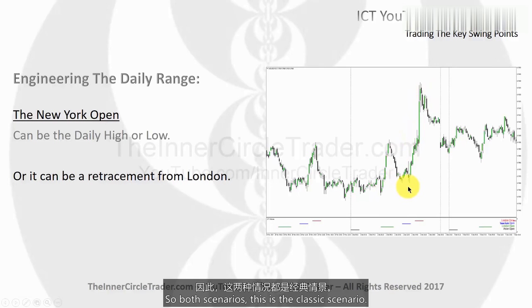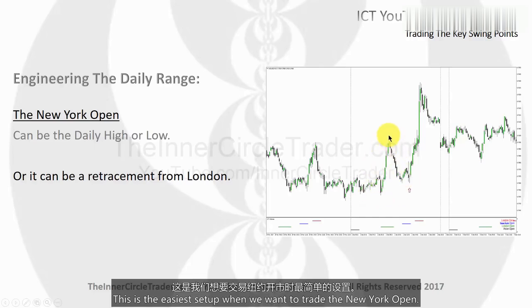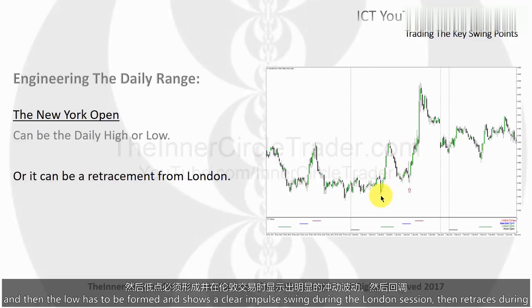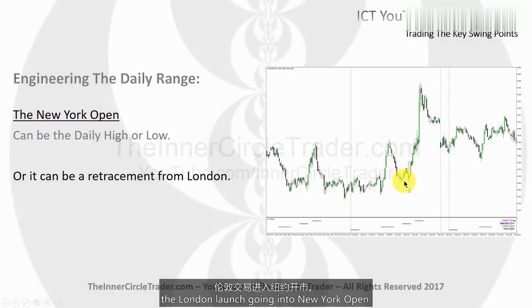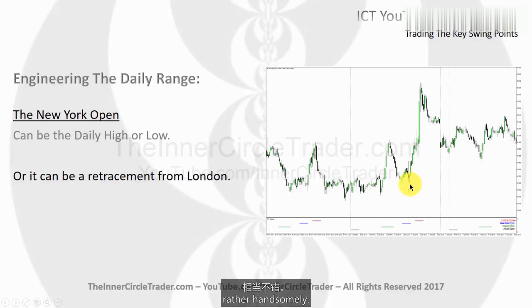So both scenarios, this is the classic scenario. This is what I teach and have taught for years. This is the easiest setup when we want to trade the New York Open. So the swing point that takes place here, we'd have to assume that we're bullish beforehand, and then the low has to be formed and shows a clear impulse swing during the London session, then retraces during the London lunch going into New York Open. We can see the turning point here, or swing point, that would be traded rather handsomely.